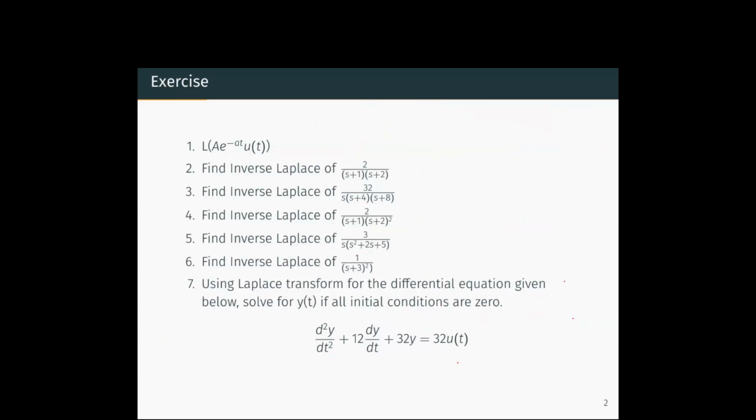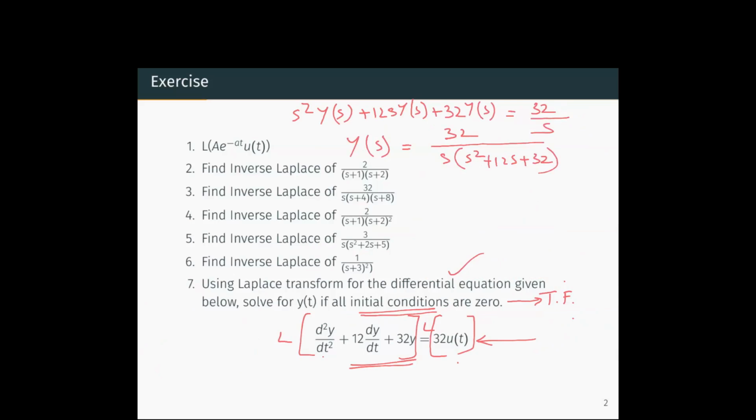So now we will move on to finding the Laplace transform of a differential equation, which is given below, and to solve for y of t for all initial conditions as 0. So this is a step towards one of the important topics, the transfer function. We will see that in detail in the next video, but this transfer function is got from here. So by taking the Laplace on both sides, so Laplace here and Laplace here.